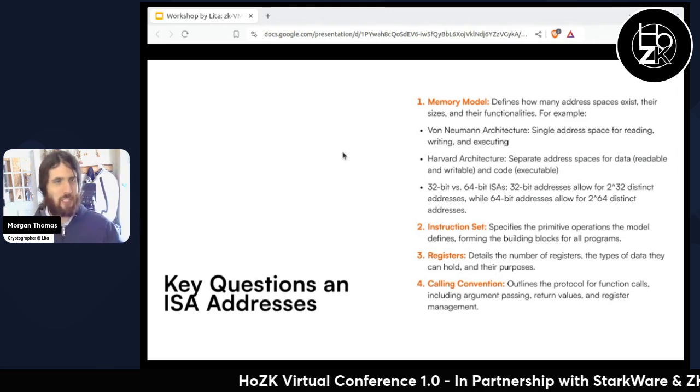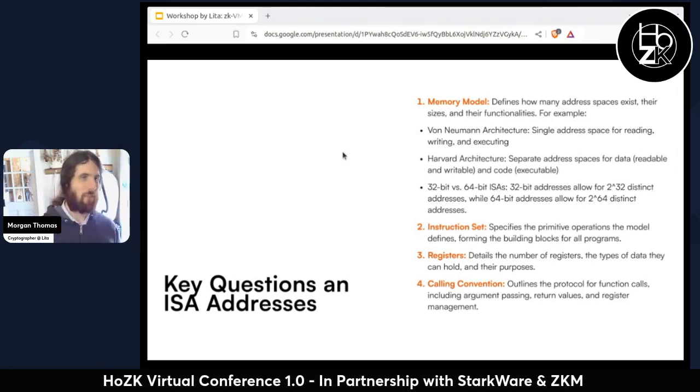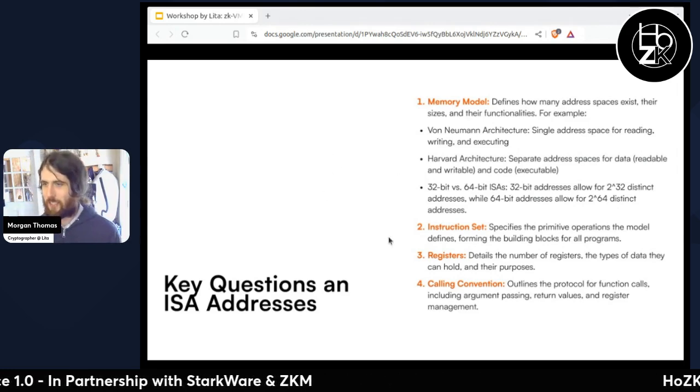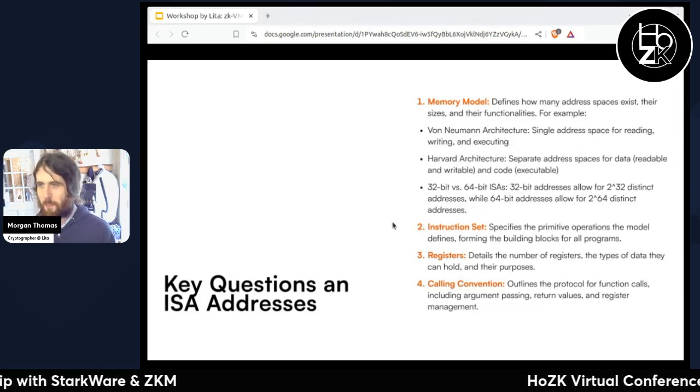And then there's questions like, how big are these address spaces, which affects what is the size of a word. Is it 32 bits? Is it 64 bits? So that's the memory model.